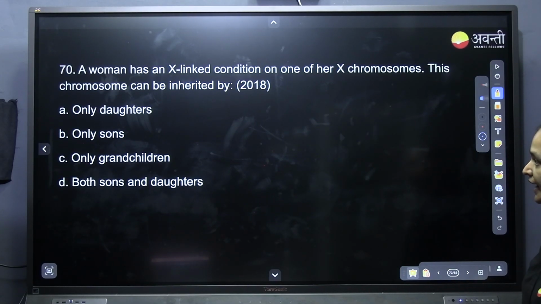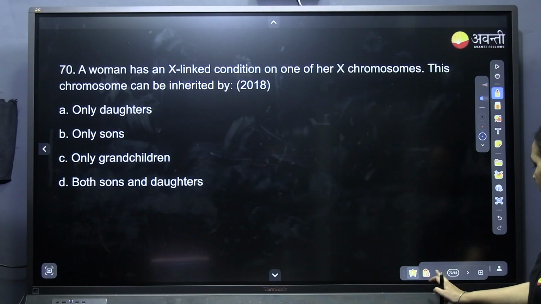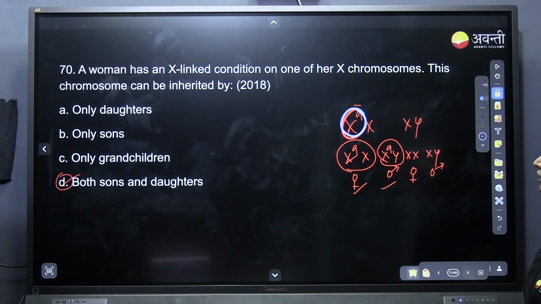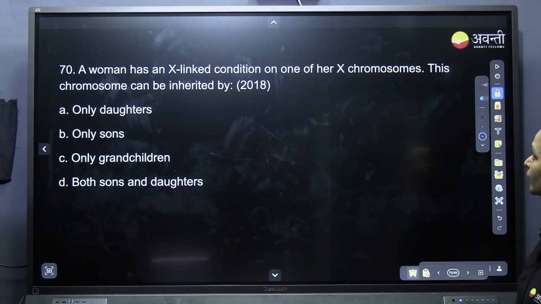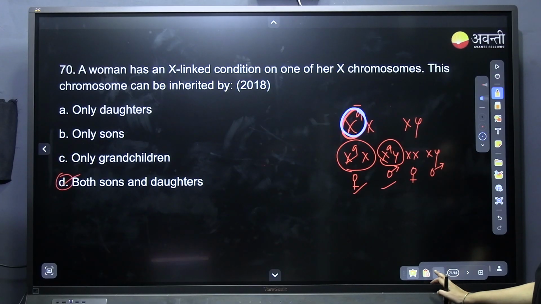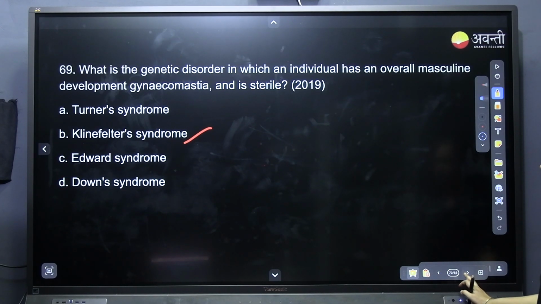A woman has an X-linked condition on one of her X chromosomes. This was the question, right? Okay. A woman has an X-linked condition on one of her X chromosomes. This chromosome can be inherited. Same. Okay, fine.